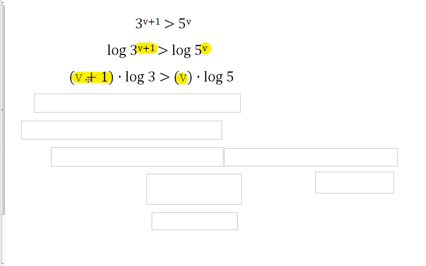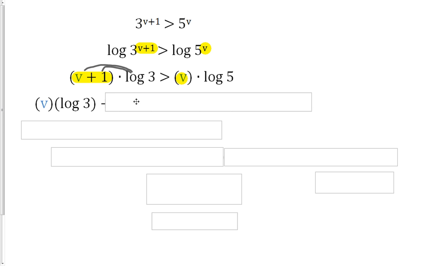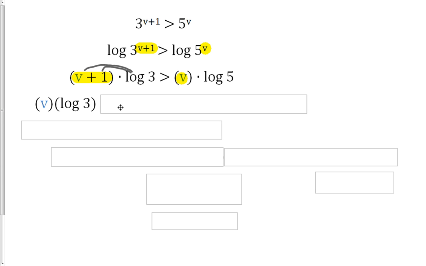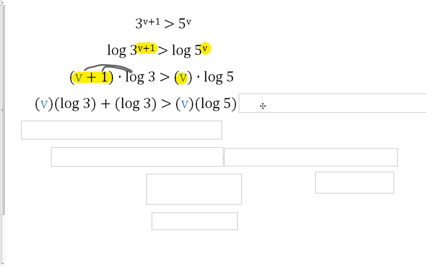At this point, we have v plus 1 times log 3, which is just a constant, just a number. We're just going to use the distributive property here. So we'll have v times log 3 and log 3 times 1, so v times log 3 plus just log 3, because it's times 1. Still greater than, our sign doesn't change here, we're not doing anything that would change it, v times log 5.